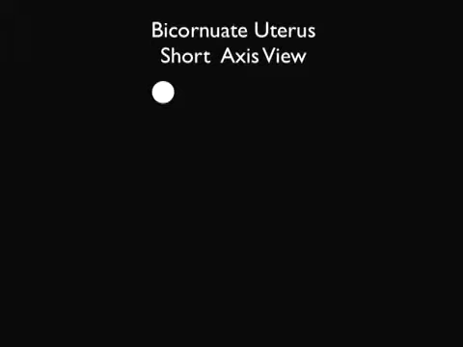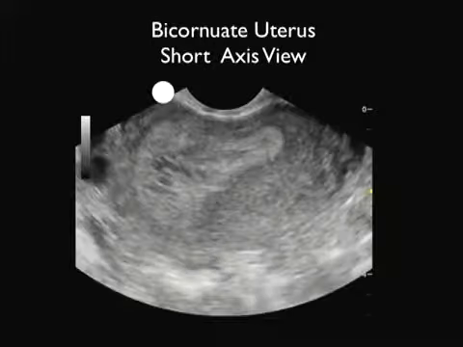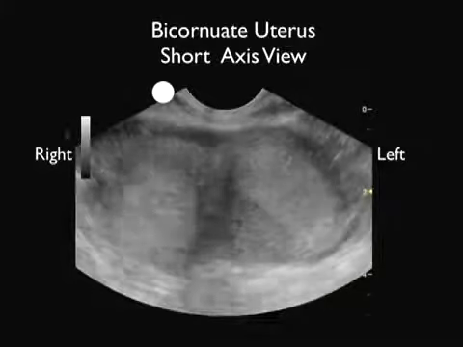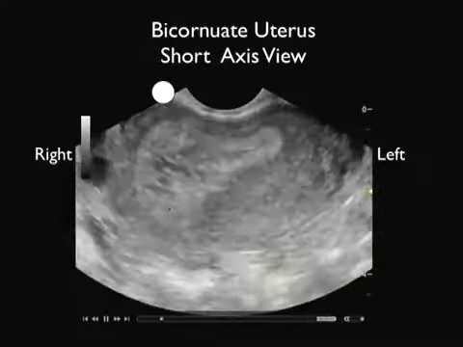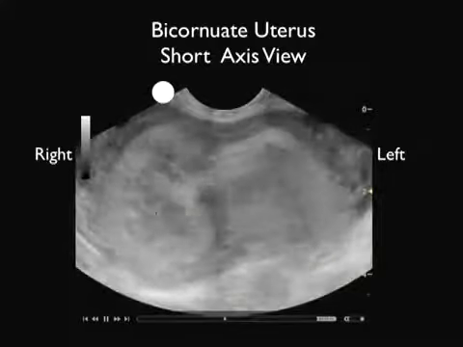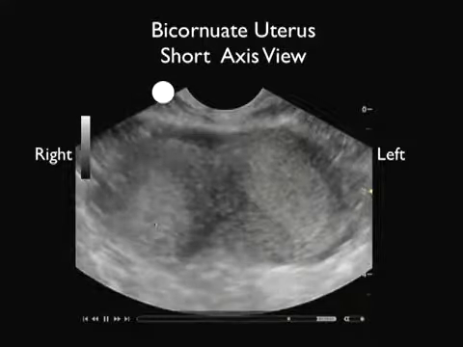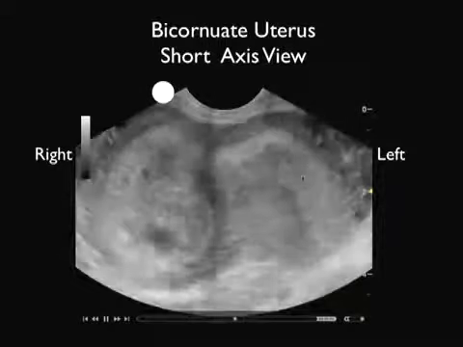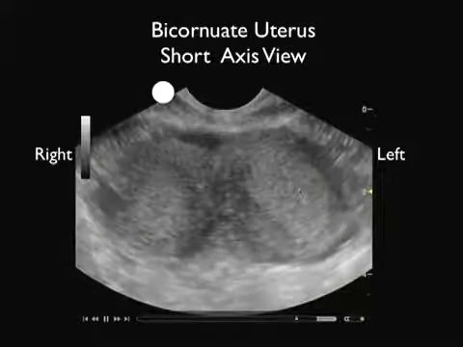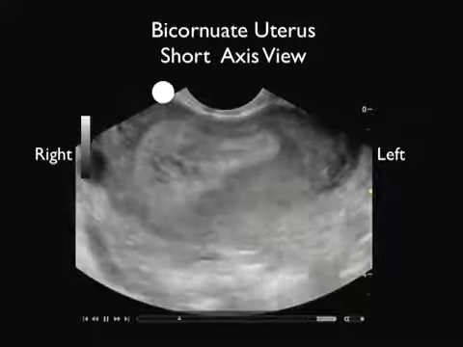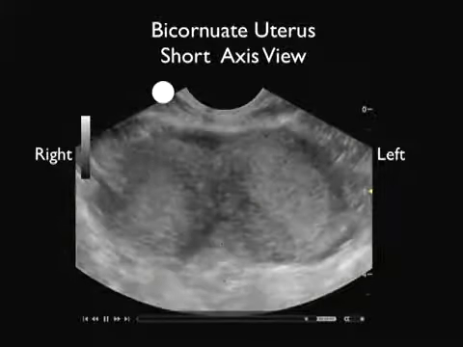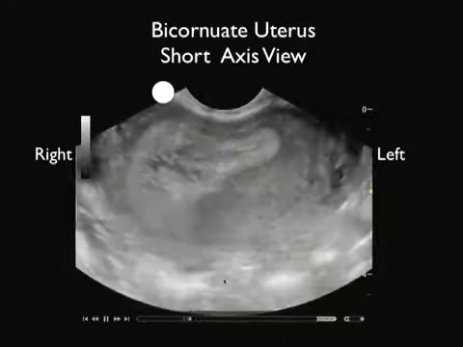Here's a bicornuate uterus as shown in a transvaginal short axis plane. I'm scanning from the bottom of the uterus towards the cervix up towards the top, and I have the probe indicated towards the right. As we go from the bottom as shown there and advance towards the top, we can see separation of the endometrial stripe into two limbs that make up the two cornua of the bicornuate uterus. Again, we're scanning from the bottom towards the top, and we see the two cornua with two areas of thickened endometrial stripe.